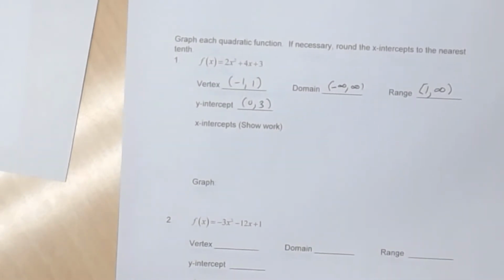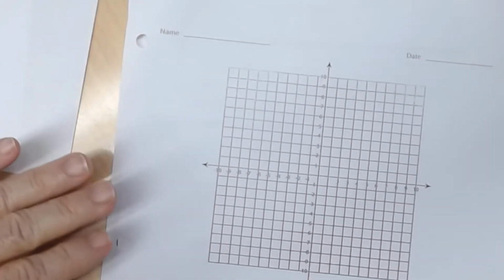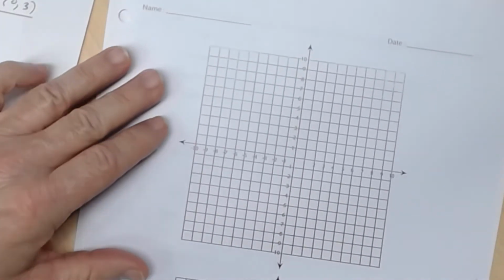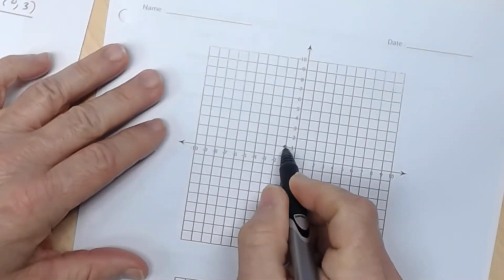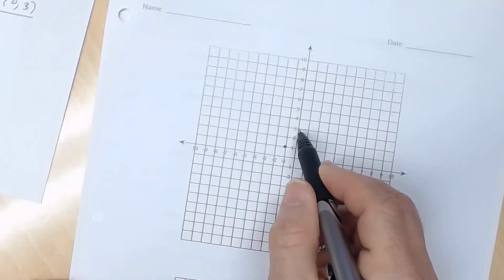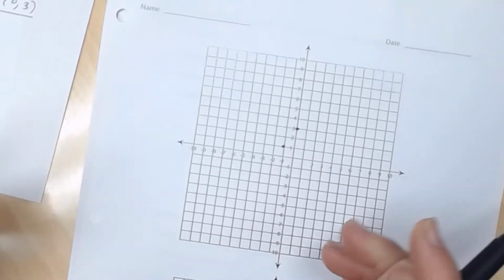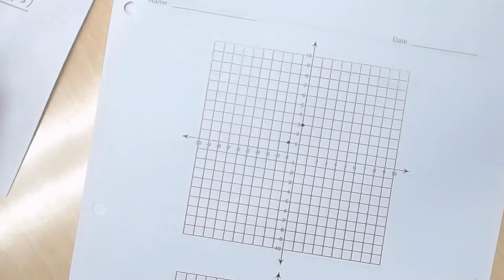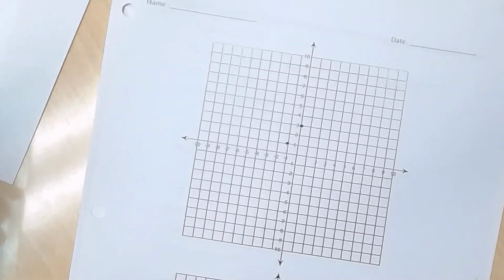All right, so this is what we have so far. I know that the vertex is (-1, 1), so (-1, 1), that's here. I know that the graph crosses the y-axis at 3, so that's your y-intercept. Now remember, just like in a previous lesson, you are going to draw the axis of symmetry to help you.